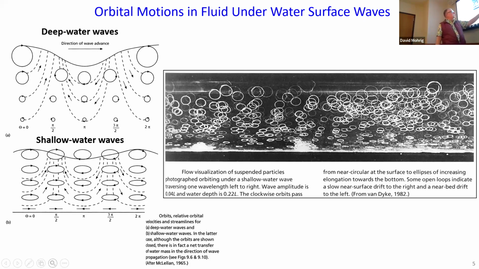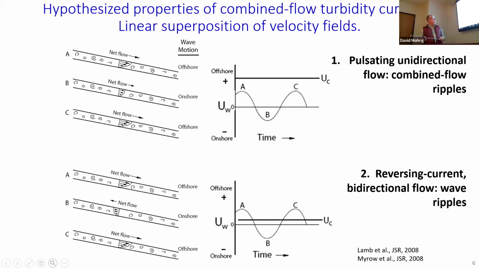Those are cartoons, but here's actually a long exposure imaging of that. They put in reflective particles, and you can see the orbital pathways that those neutrally buoyant particles are traveling. As you get down near the bed, you can see they go from more circular to very elliptical, and then finally just back and forth at the bed. So what happens when we take this and run turbidity currents through it?